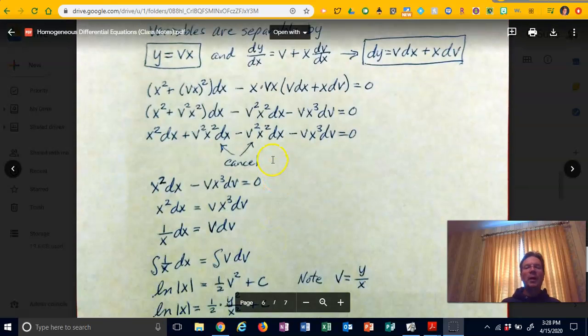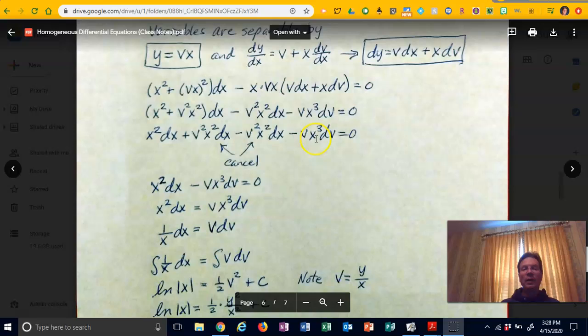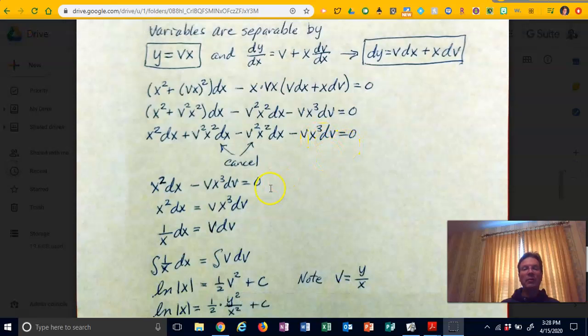Sometimes what you'll be able to do is combine some like terms, and I do have two like terms here that are exactly the same, except one is negative and one's positive. So they cancel, leaving me just with x squared dx minus vx cubed dv equals 0.